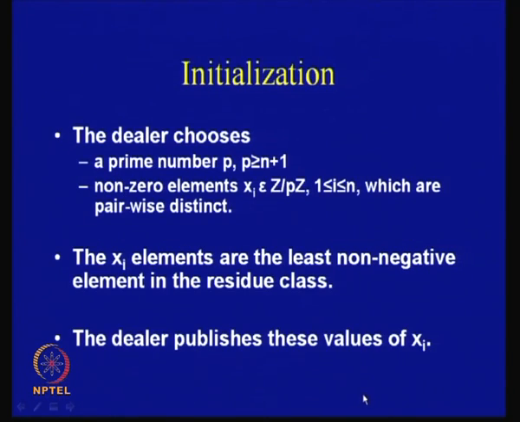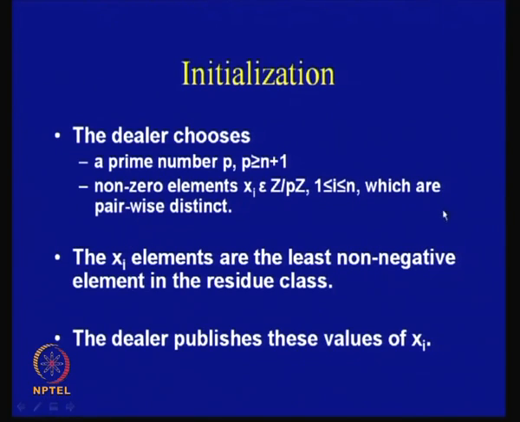So, for that let us consider this initialization. What the dealer does is that the dealer chooses a prime number p, where p is greater than or equal to n plus 1, and non-zero elements xi belonging to 0 to p minus 1, where i is varied from 1 to n. Note that all these values of x are pairwise distinct. This pairwise distinctness is because we wanted the Vandermonde matrix to have a non-zero determinant.